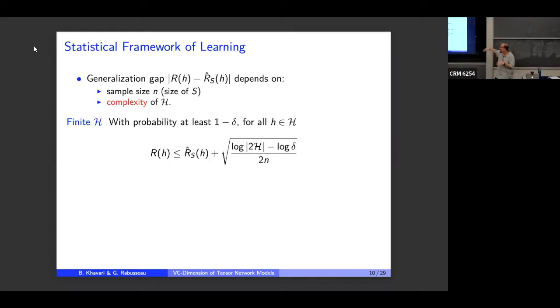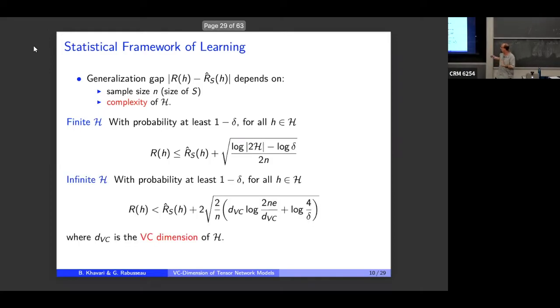This works only if we have a finite H, and if H is infinite, then we cannot do the same analysis, but there are several measures that we can use to get this kind of generalization bound, bounding the gap between the true risk and the empirical risk as a function of the number of samples and some measure of complexity. One of those is the VC dimension. Here, this is one bound that we can get, where VC is the VC dimension of H, one measure of complexity.